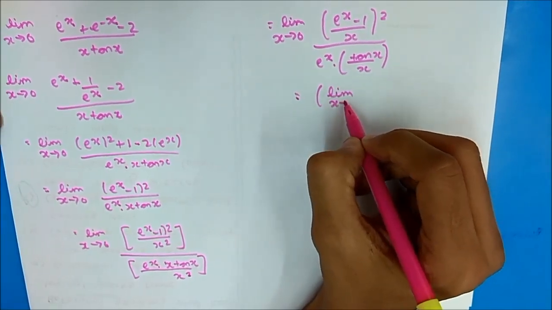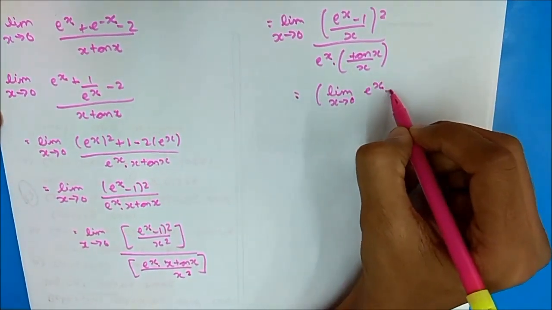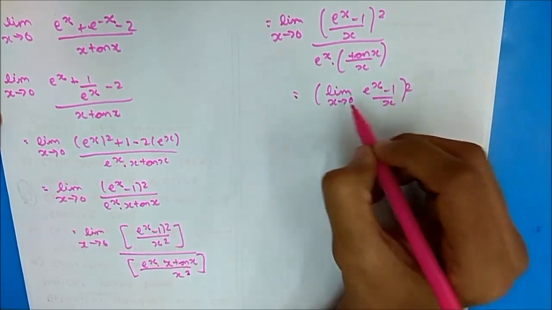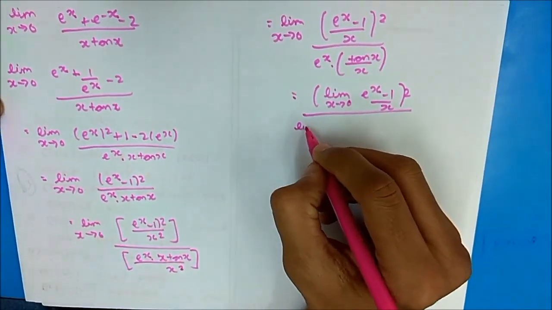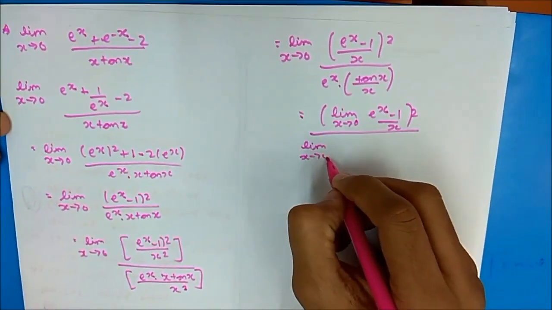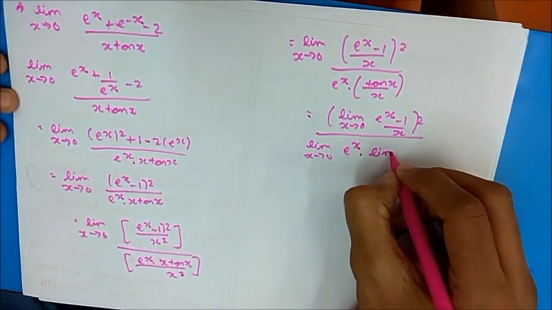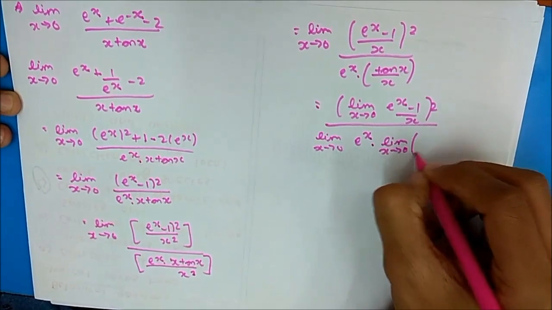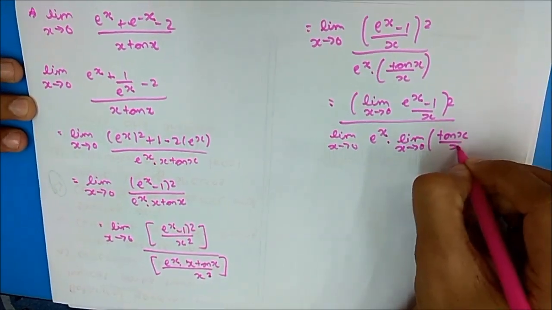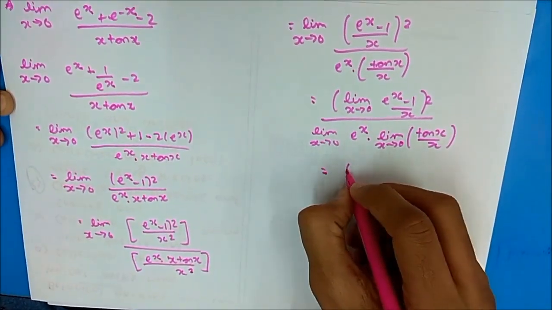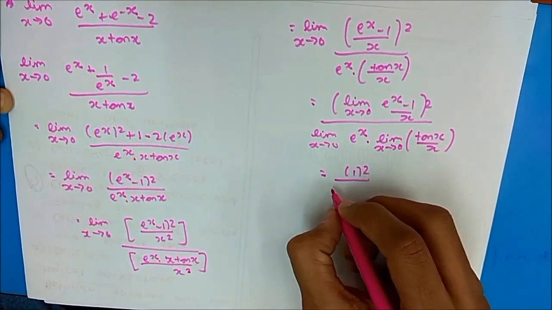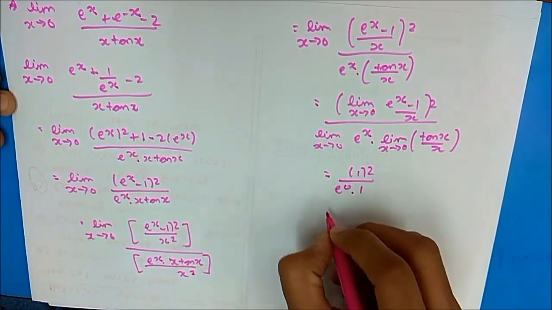Now limit x tends to 0 (e raised to x minus 1 upon x) the whole square upon limit x tends to 0 e raised to x into limit x tends to 0 tan x upon x, that is 1 square upon e raised to 0 into 1, that is 1.